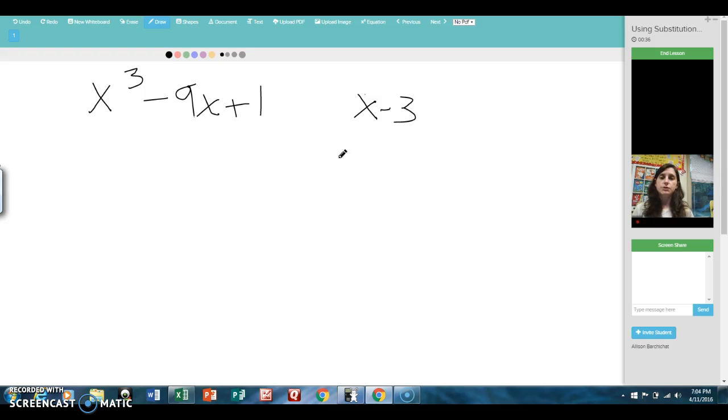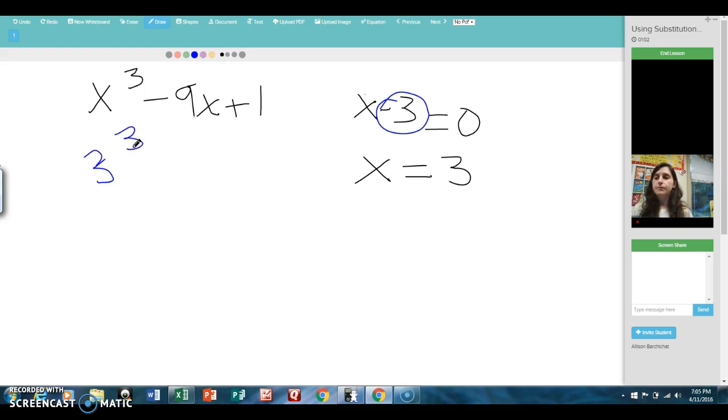So what we're going to do first is set this thing equal to 0, because what we're really doing is testing to see if 3 is a root to the equation. So what I'm going to be plugging in here, because this is the direct substitution method, is basically the opposite of what we see here. So if that says minus 3, I'm plugging in positive 3. So 3 cubed minus 9 times 3 plus 1.